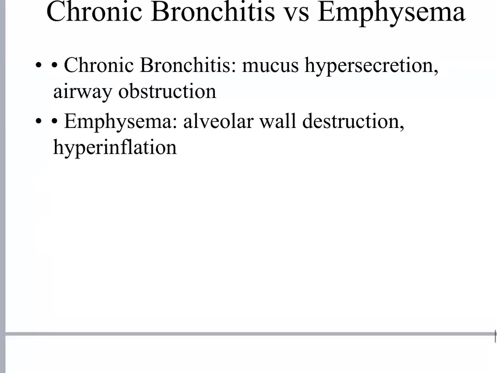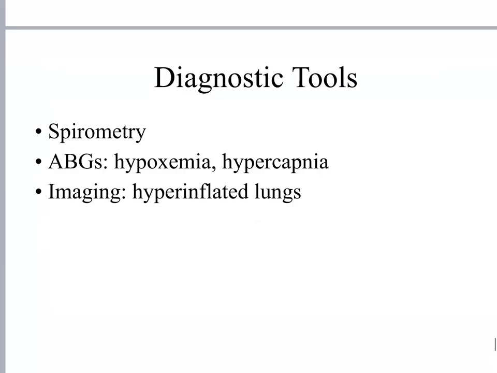So, diagnostic tools: spirometry, which is part of a pulmonary function test. ABGs will show hypoxemia, so that's a lack of oxygen in the blood. Hypercapnia means too much carbon dioxide. And if we did an X-ray, it would show hyperinflated lungs. So their lungs would just look huge compared to normal lungs.